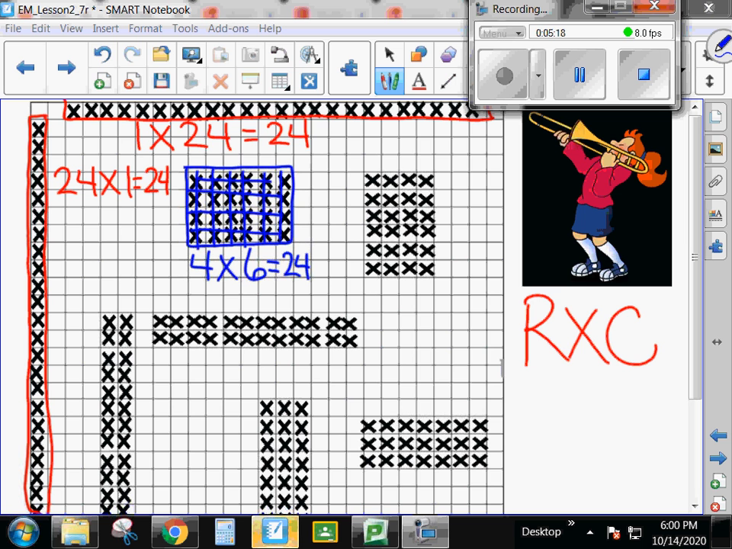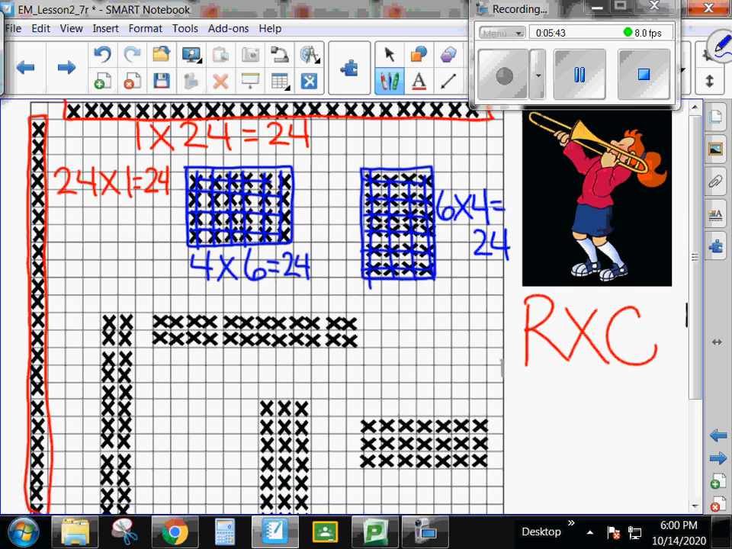Now this one looks very similar, except look here. I'm going to have 1, 2, 3, 4, 5, 6 rows, and I have 4 columns. Again, 6 times 4 is 24. All right, did you have any of those ways when you were arranging them? Either of those that I did just now, where you did a 1 by 24, a 24 by 1, a 4 by 6, or a 6 by 4?